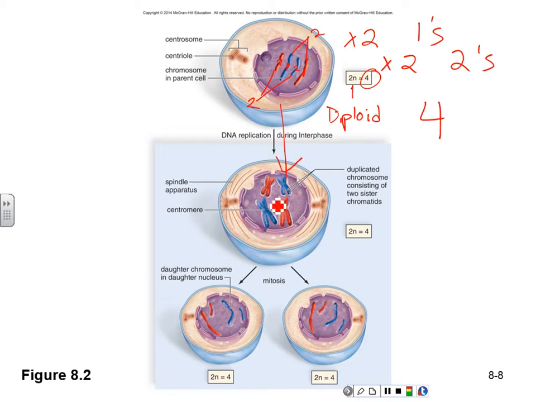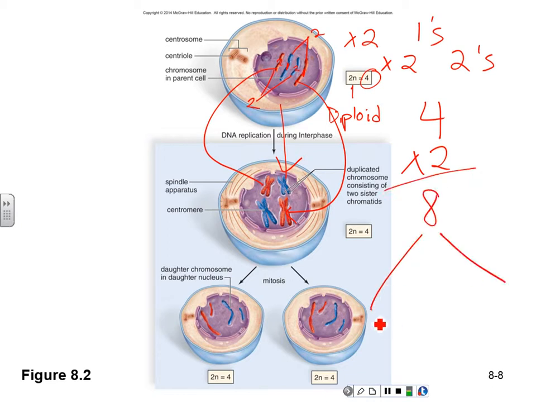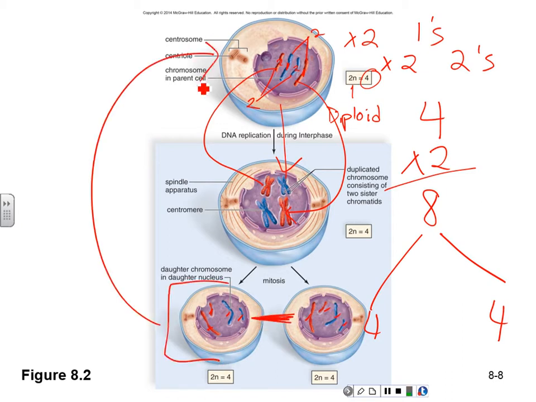What happens? The chromosomes copy themselves. So this chromosome copied itself, and this chromosome copied itself, and the same with the blue. So if you have 4 chromosomes and they all copy themselves, you now have 8 chromosomes. And then these 8 are going to split into 2 cells that have 4 and 4, and that's what we have here. So count the chromosomes: 1, 2, 3, 4, 1, 2, 3, 4, and these 2 are identical, but these are also identical to what we started with.